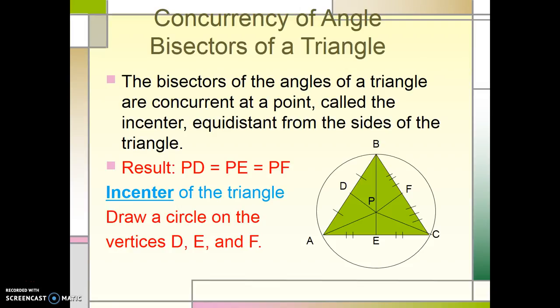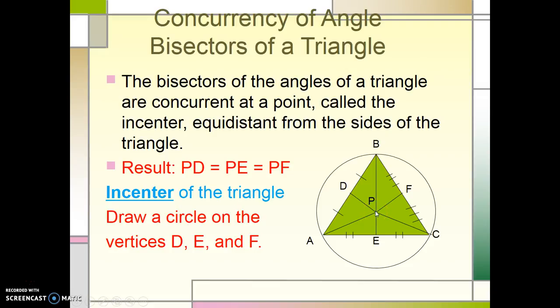Alright, then we have a new one, concurrency of angle bisectors of a triangle. Before we said perpendicular bisectors. Here the bisectors of the angles of a triangle are concurrent at a point. Let's look at that point. It's point P. And we're looking at the angle bisectors. Here's an angle bisector. Then here's an angle bisector. Here's an angle bisector. We have our three angle bisectors. Where are they meeting? Right in the middle here.